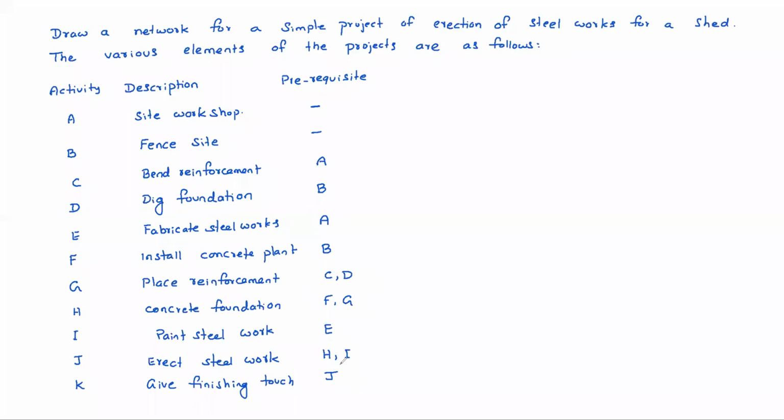So for this, we need to draw a network. See, A and B are the parallel activities. There's no prerequisite for A and B. So obviously, A and B activities can be started simultaneously like this, A and B.